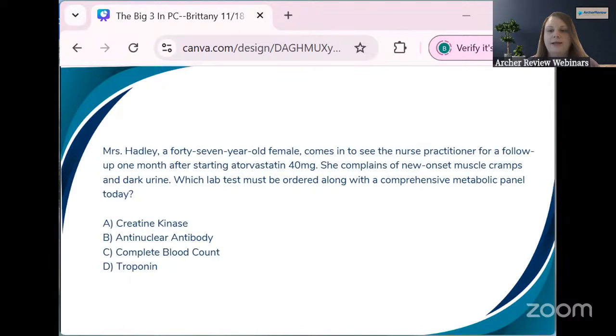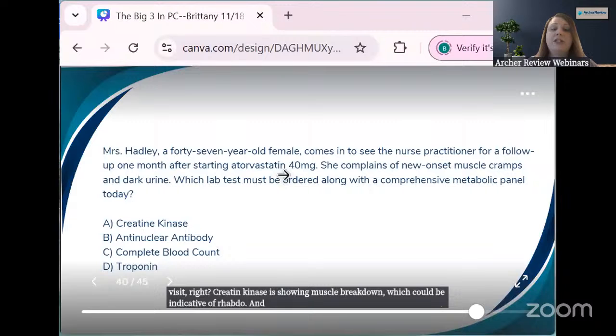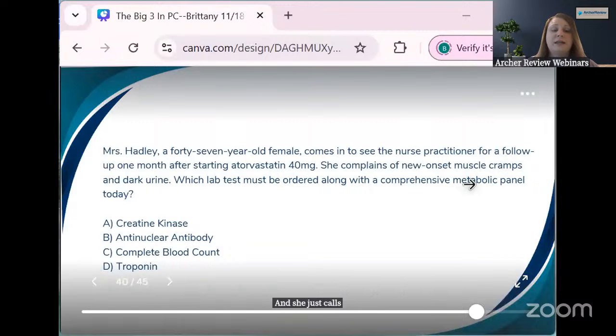Hey, you guys are on it. Absolutely. Very good. This is A, creatine kinase. Anything that's over 5 times the upper limit of normal constitutes an ER visit, right? Creatine kinase is showing muscle breakdown, which could be indicative of rhabdo. And again, if you're not sure and she just calls you, you may send her to the ER. That's not a wrong answer either.